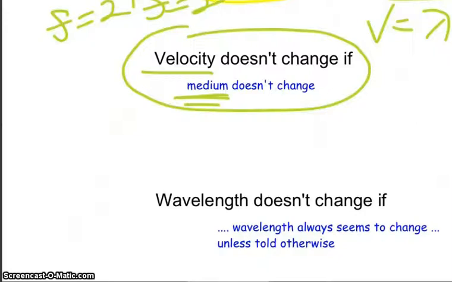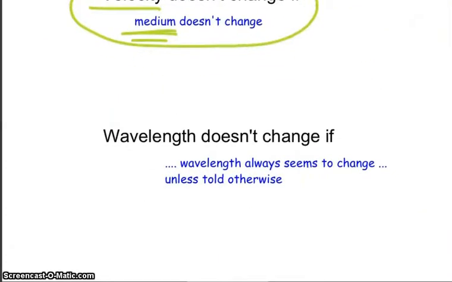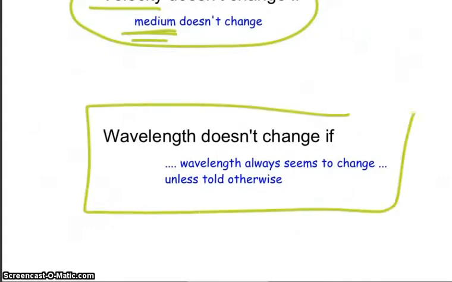Now, wavelength, you'll see that basically will always be the thing that changes. Okay? You can drive it and say, okay, it will have this wavelength, and if you want to use that control, you can, but unless told specifically that your wavelength isn't changing, that's usually what will be changing.